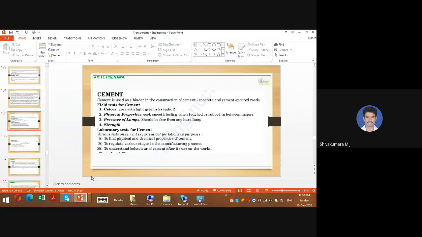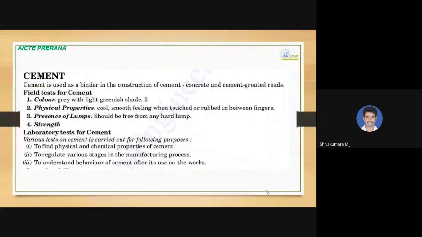Hello all. Welcome back to the session on transportation engineering. In our previous session, we were discussing the desirable properties of materials. Until the aggregates we are done with. So the next material we use for road construction is cement. Cement is used as a binder in the construction of cement concrete and cement grouted roads. So it is important to check the quality of cement before it is used as a binder.